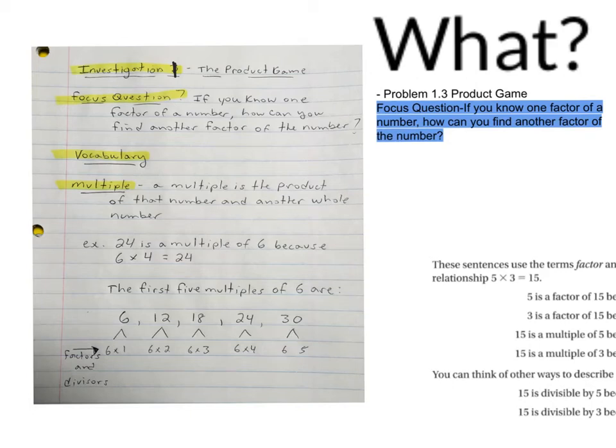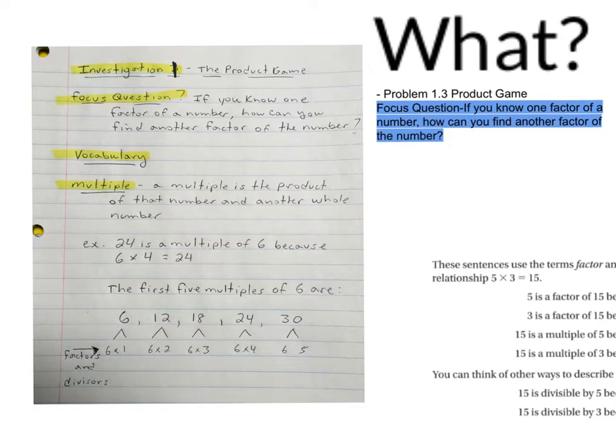This problem is for Investigation 1, and it's called Problem 1.3, the product game. So, what are we learning? I just told you we're learning Investigation 1, Problem 1.3, so the third problem in this investigation on factors and multiples. And as always, you're getting into good routines.